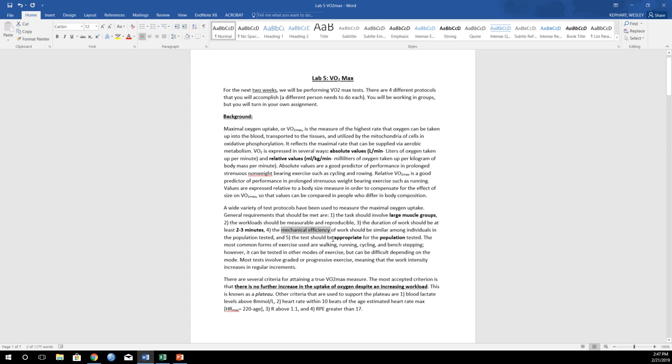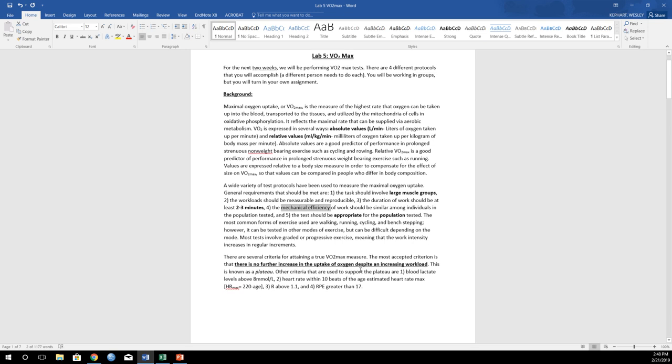Last thing, the test needs to be appropriate for the population being tested. So we have four different tests. Two are running on a treadmill, one is walking on a treadmill, and the other is cycling on a bike. Now, we might want someone with really bad knees. We might not want them to run. We might not want them to bike for whatever reason. So we might want them to walk on a treadmill at increasing inclines. That's somewhat of a judgment call on what a person would be willing to do or what they could do.